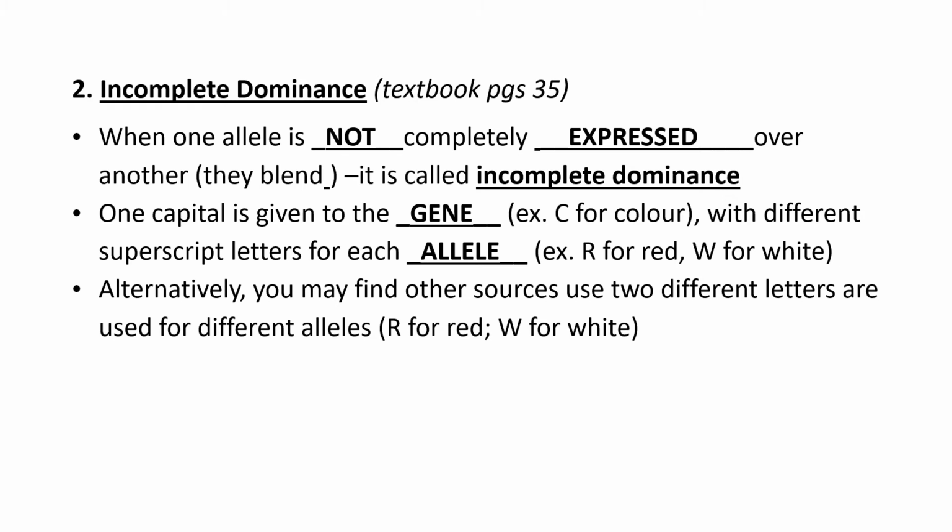It's kind of done this way to give it something that distinguishes it from codominance. It's usually older documents that will have that. Usually more recent sources use the capital letter for the gene and then superscripts that are different for the allele.